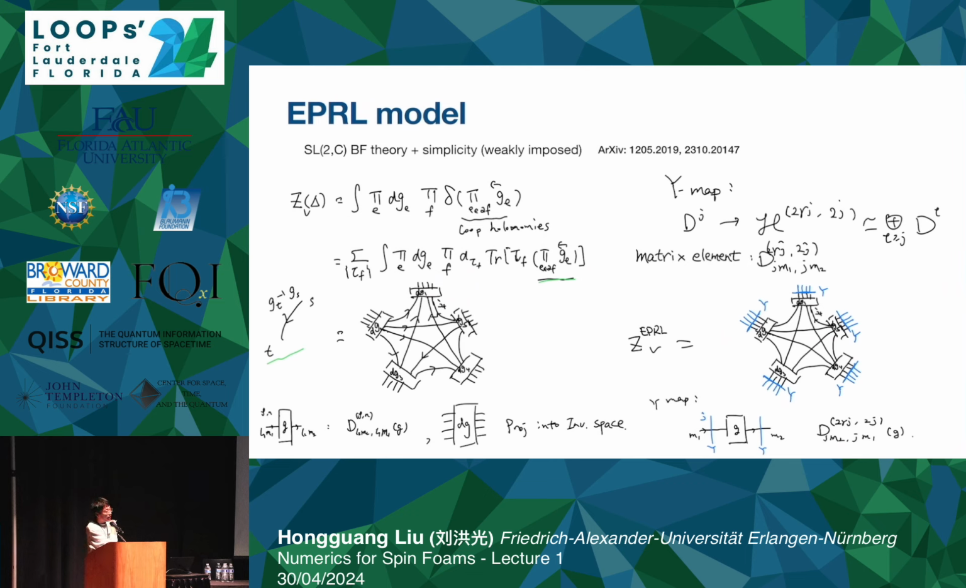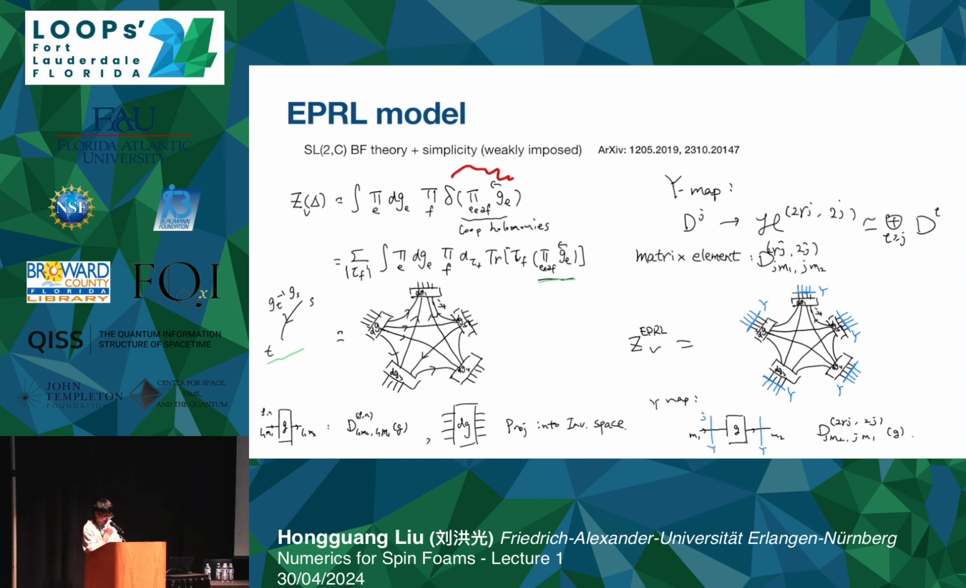So what is BF? BF theory is a topological theory that tells you that all the connections are flat, which basically, writing here as a delta function, tells you that all the loop holonomies are identities. So this is the topological theory because all the connections are flat, basically.